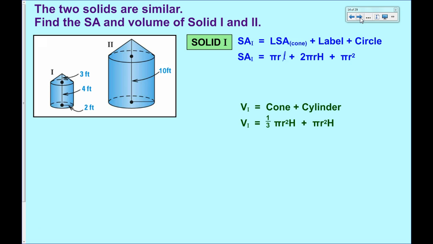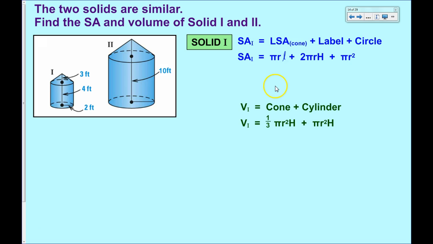If you found all of those successfully, the lateral surface area of a cone is pi r times the slant length. The lateral surface area of a cylinder is 2 pi r h, capital H meaning the height of the cylinder, and pi r squared for the circle. For the cone volume, it's 1/3 pi r squared h, and for the cylinder, it's pi r squared h. Again, capital H referring to, in this case, the height of the cone, and in this case, the height of the cylinder. So a little bit tricky on that.